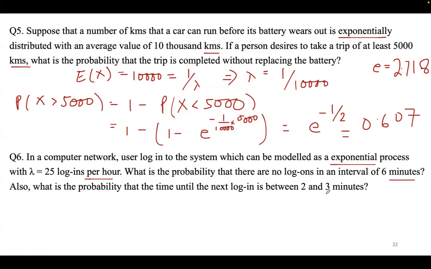Now here we're talking about minutes, right? So either you convert lambda to per minute, or in terms of the question, you convert the question into hours. For the first question, it's greater than 6 minutes, right? So maybe what you can do is call it 0.1 hour, greater than 0.1 hour. For the next question, you can convert this into 0.033 hours, right? And 3 minutes is 0.05 hours. Just dividing it by 60. The question still stays the same.